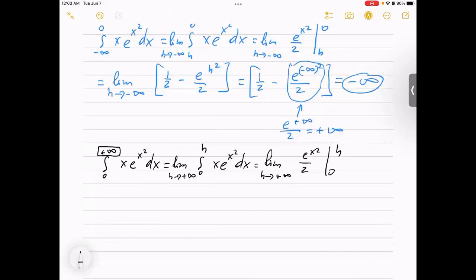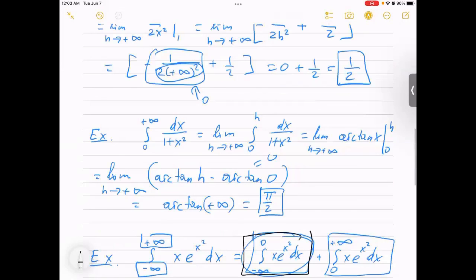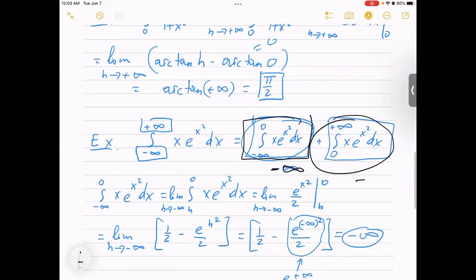Like in the upper bound, we're going to get e to h squared over 2. Like in the lower bound, we're going to get 1/2. We have the limit as h approaching plus infinity. So we're going to get e to plus infinity squared over 2 minus 1/2. e to plus infinity squared is going to be e to plus infinity divided by 2. It's going to be infinity. Infinity minus 1/2 is infinity. So the value of the second integral is positive infinity.